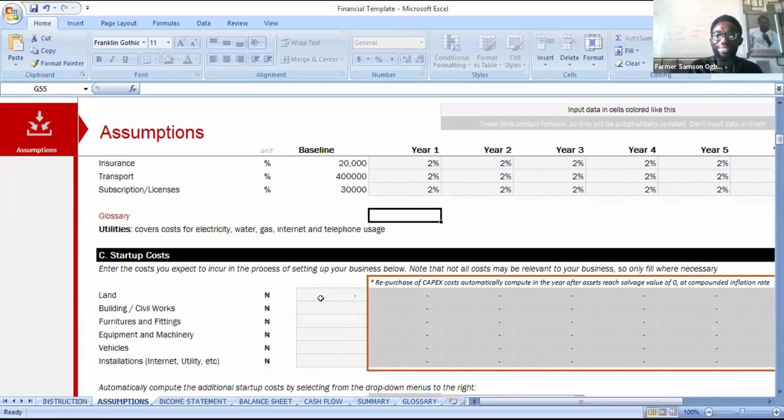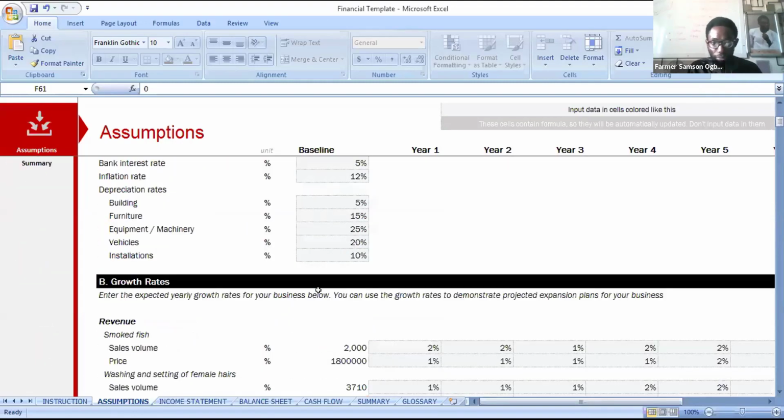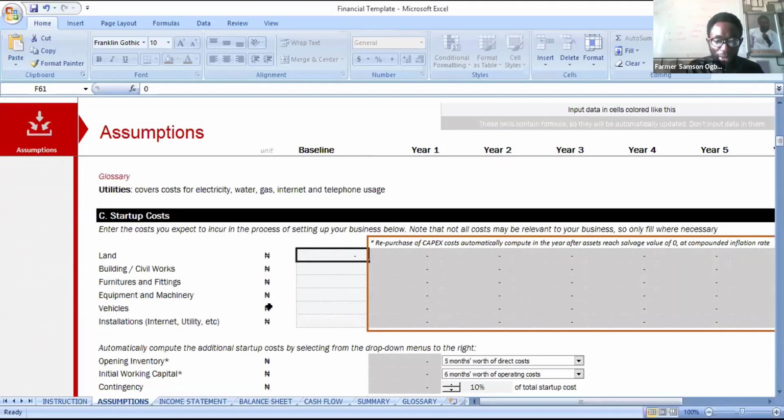Startup cost. So your startup cost is the cost that you incur in the process of setting up your business. So for example, I don't know which of these people is a startup. Is there any of us that is a startup among the three businesses that we can use? Anybody that is a startup?